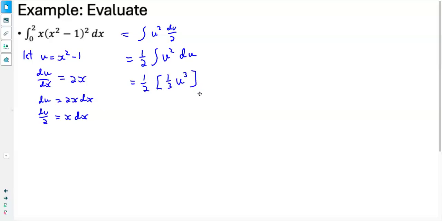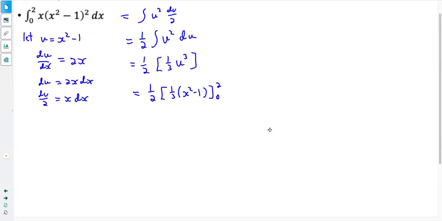And then at this point, I would substitute our original equations back in. So we have 1/2 times 1 over 3 of x squared minus 1 going from 0 to 2. Now we can also factor that out. So this becomes 1 over 6, that's x squared minus 1 cubed going from 0 to 2.